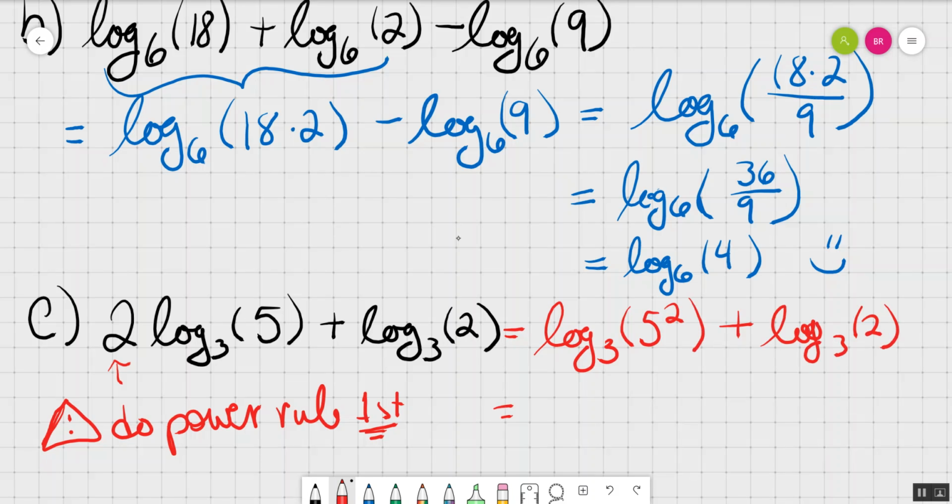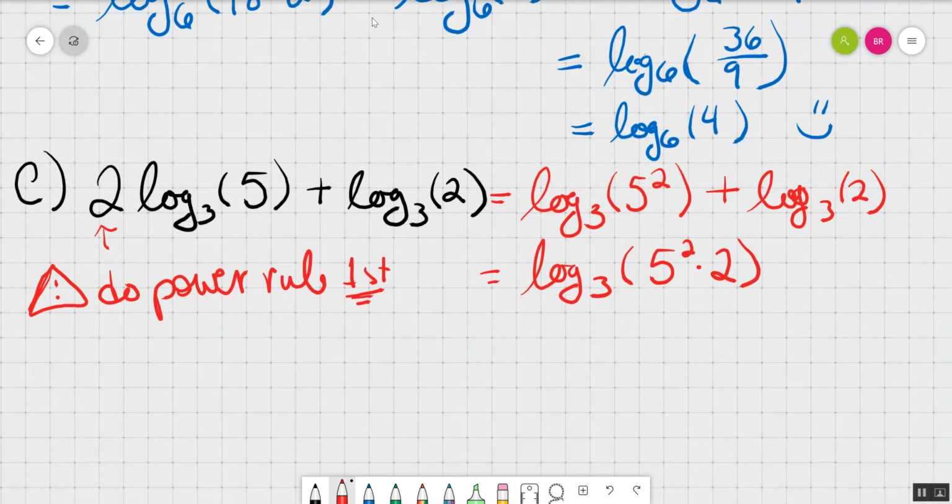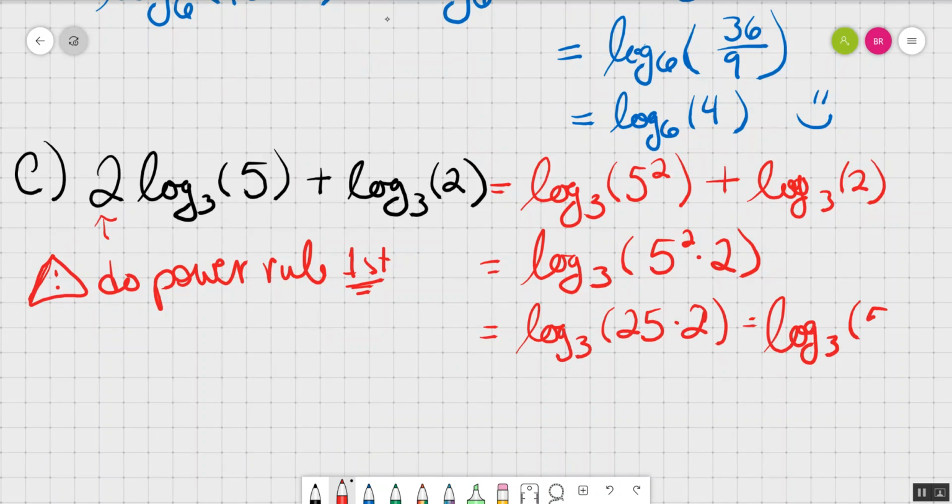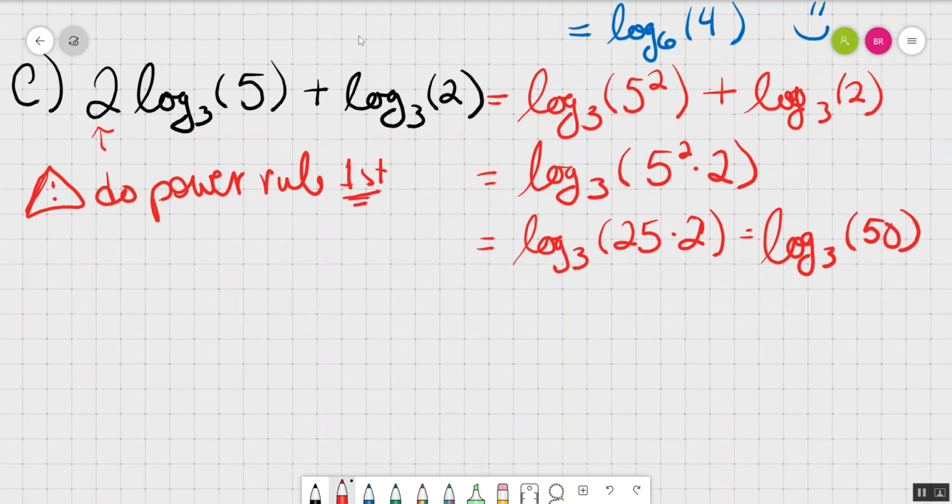Since this is an addition on the outside of the logarithms, that's the same as multiplication on the inside. So this is going to be 5 squared times 2. I'm going to go ahead and multiply that out because I think it'll look a little nicer. 5 squared gives me 25, and then when I multiply it by 2, that gives me 50. This is really the log base 3 of 50. I was really hoping this would be a power of 3 so you could undo the logarithm completely, but it looks like no.